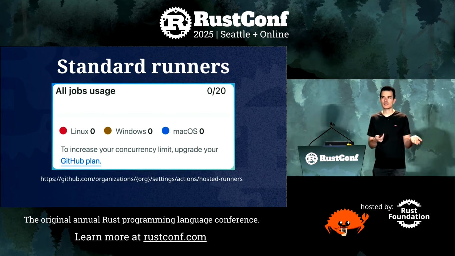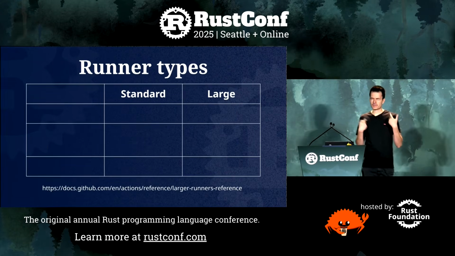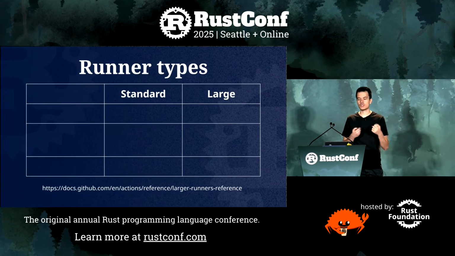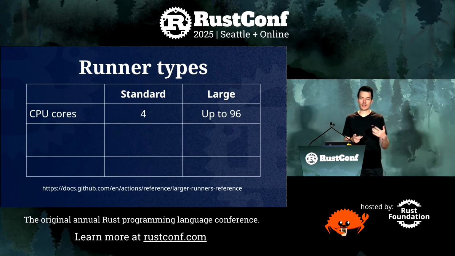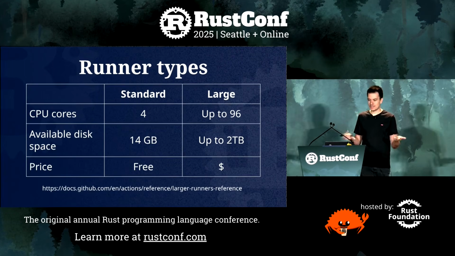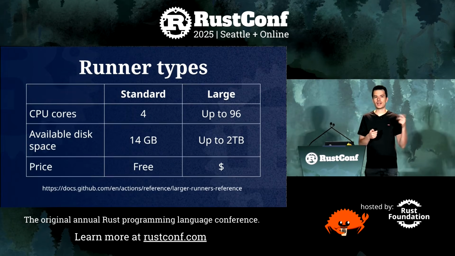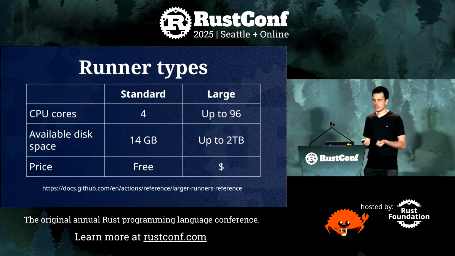Plus, some standard runners might not be powerful enough for some of our jobs, especially if we want reasonable times. So when we need a more powerful machine, we use GitHub large runners. For example, standard runners have 4 cores, while large runners have up to 96. Standard runners come with 14 gigabytes of available disk space, while large runners can have up to 2 terabytes. And of course, the big difference is that standard runners are free, up to 20 running at the same time, while large runners come with a per minute rate.